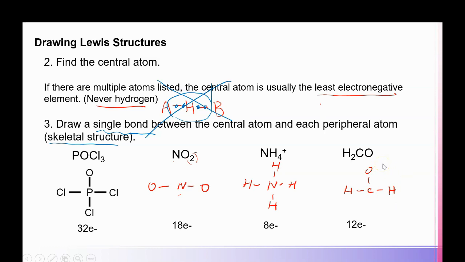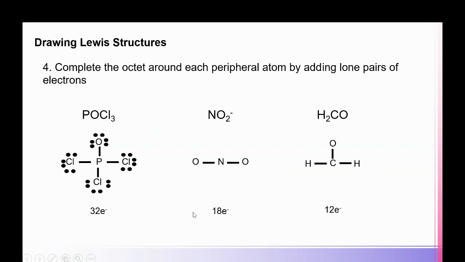You don't need to draw more, just connect all the peripheral atoms to the center one. Next step is you complete the octet around each of the end atoms, or peripheral atoms. For example, here, for chlorine we put 6 around, right?